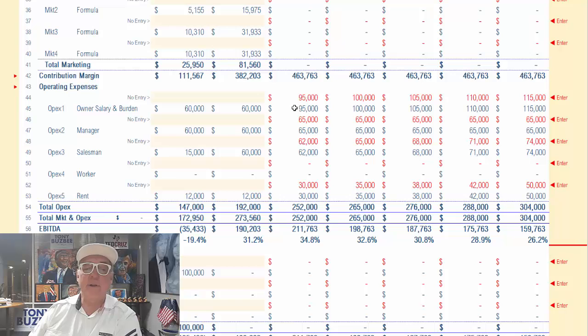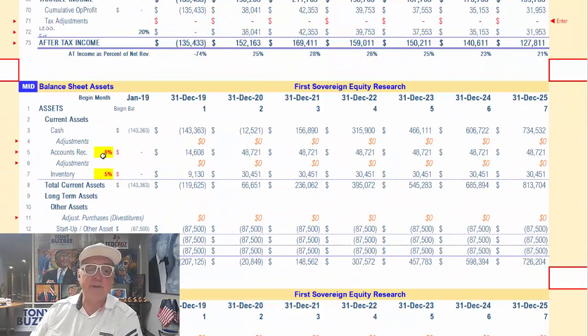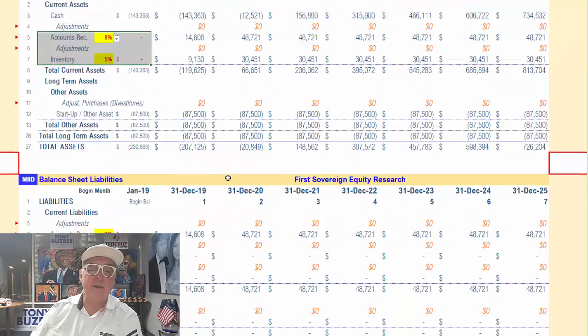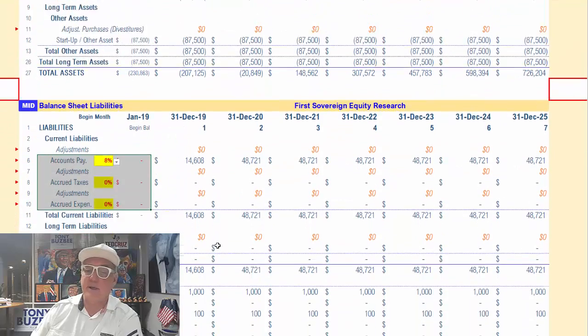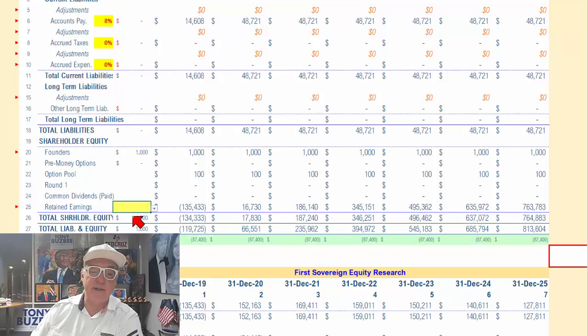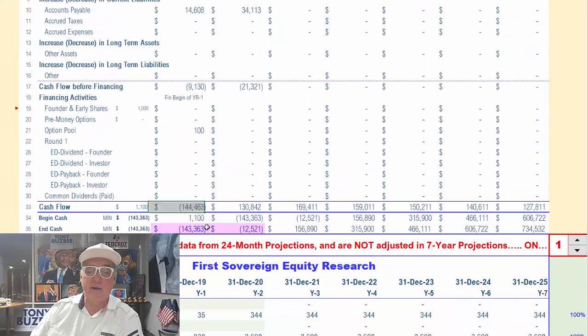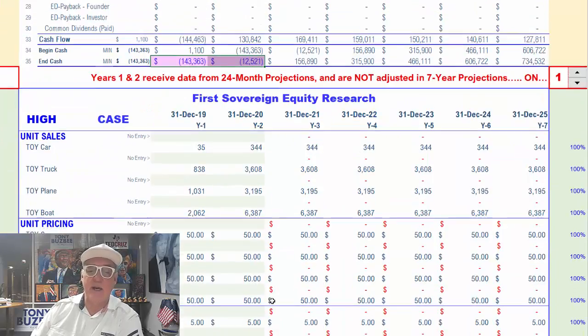Now this one we've given the owner a big raise, big raise, okay? And down here we've got the same beginning balances for assets and liabilities. No adjustments. Probably ought to balance this. There we go. Now it's all balanced. Cash flow. You see, now you're a little deeper in the dirt there.